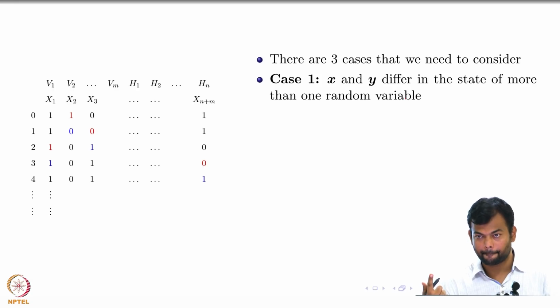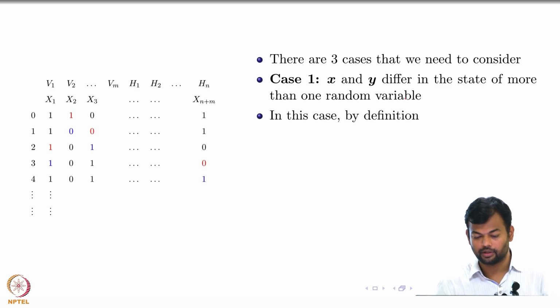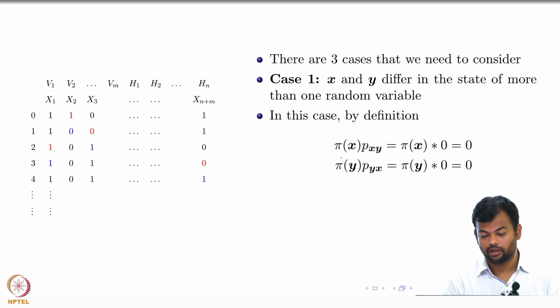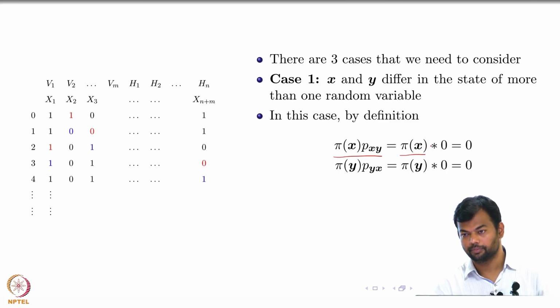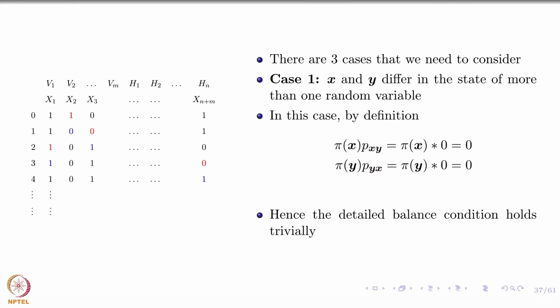Is that clear? More than one random variable, sorry. So in this case, by definition, you want to prove that pi x pxy is equal to pi x into 0, which is 0, and the other way around also it's 0. So trivially the detailed balance condition holds. The case greater than 1 was very easy. When the states x and y differ in more than one random variable, it's trivial.